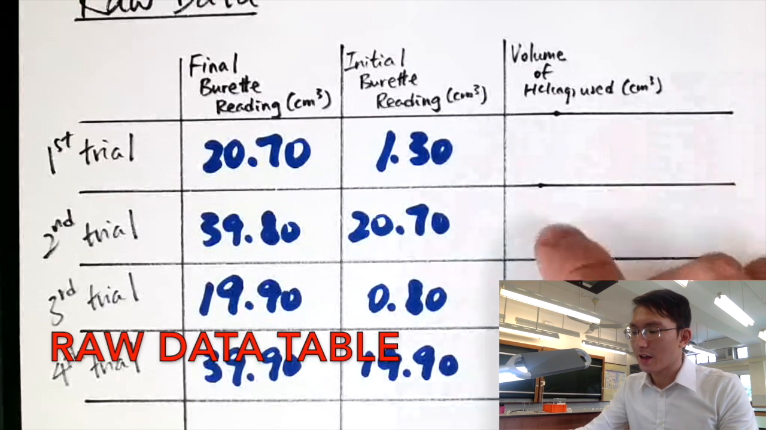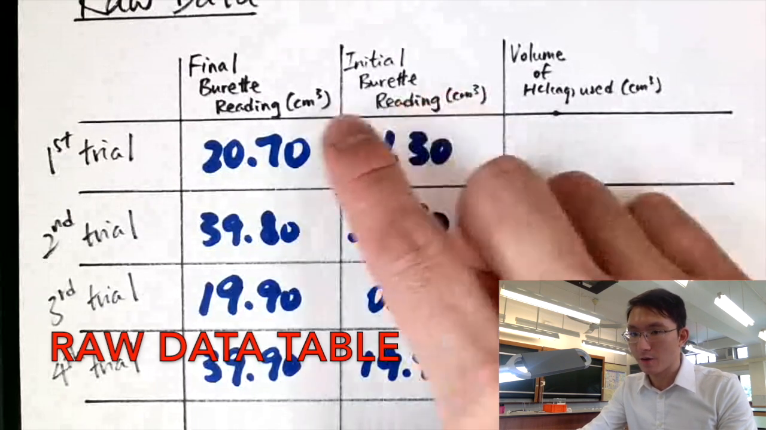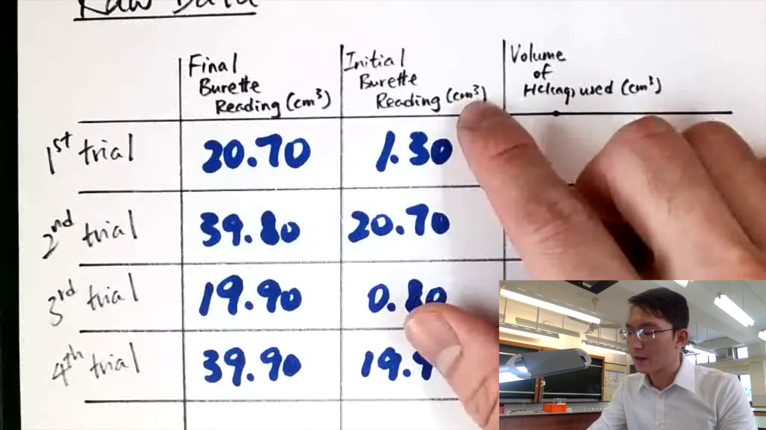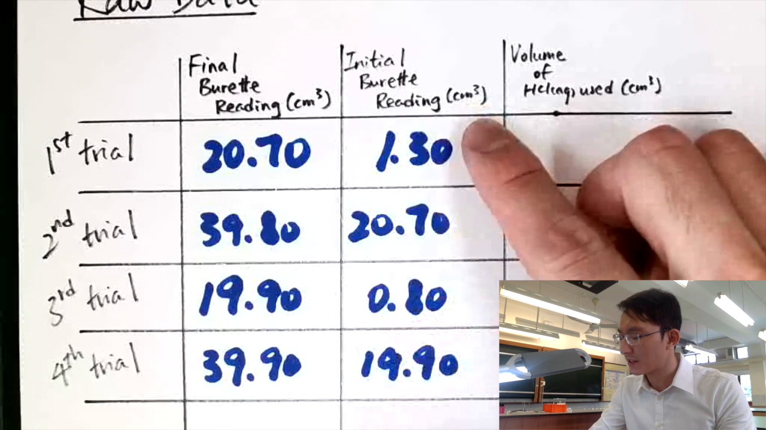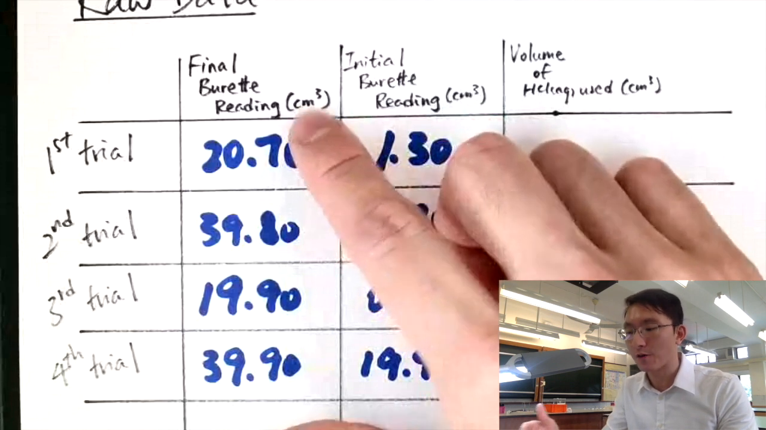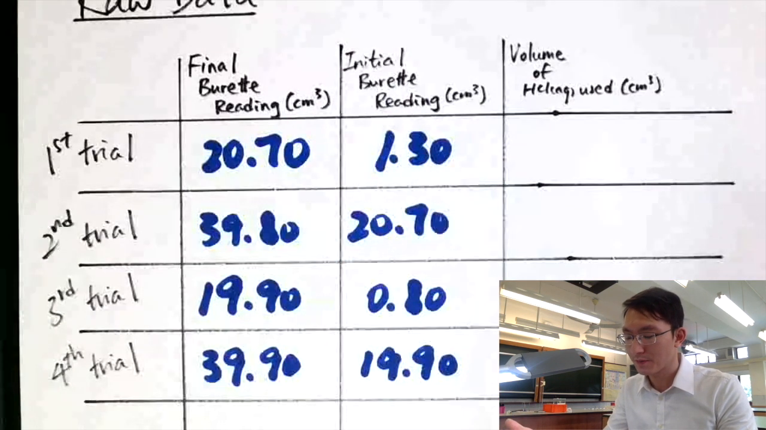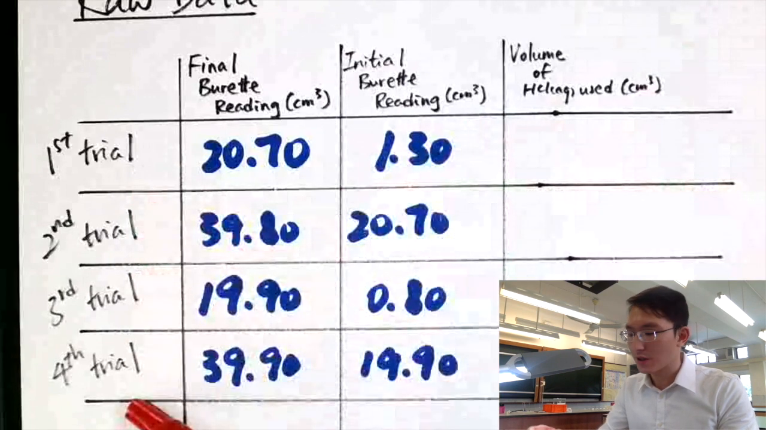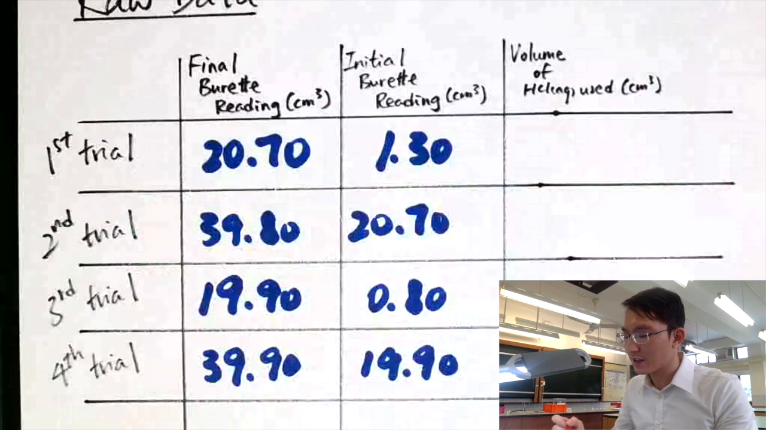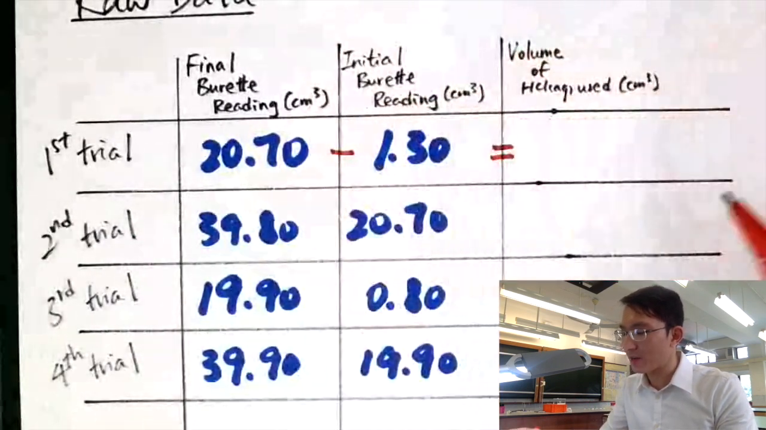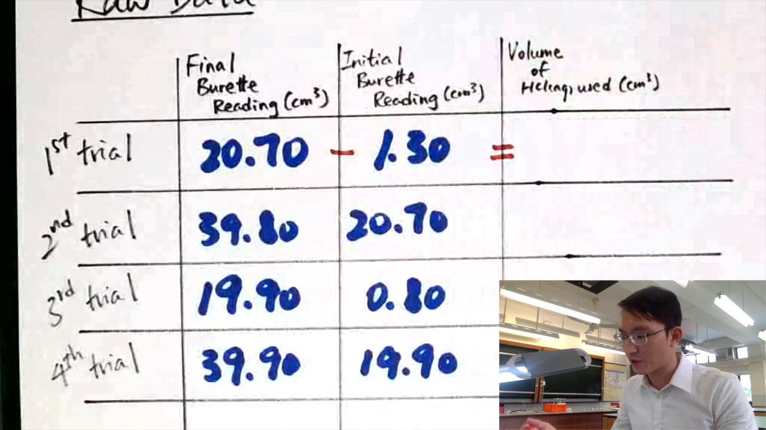Now this is a raw data table. As you can see, there is an initial burette reading and a final burette reading. Obviously, the initial burette reading will be the volume of the titrant before your titration, and the final burette reading will be the volume of titrant after you reach the endpoint. So we record this for all four trials, and all we have to do is a subtraction, and we can find out the volume of HCl used every single time.